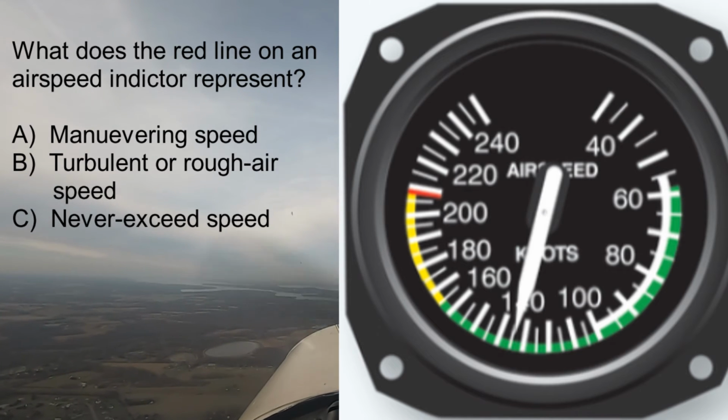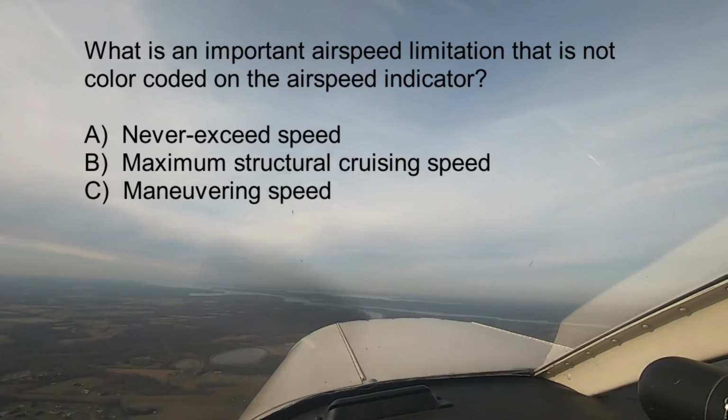Okay, so the answer is C, the never exceed speed. So the red line on the airspeed indicator indicates the maximum speed at which the airplane can be operated in smooth air. And this red line shouldn't be exceeded. So this red line is known as the never exceed speed.